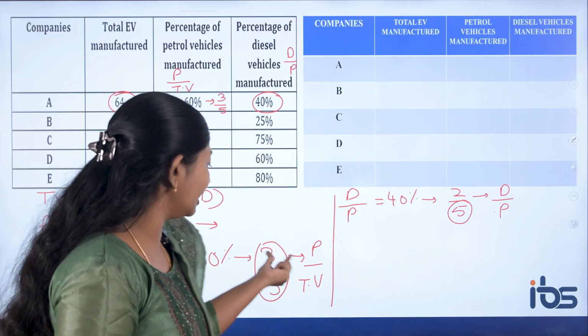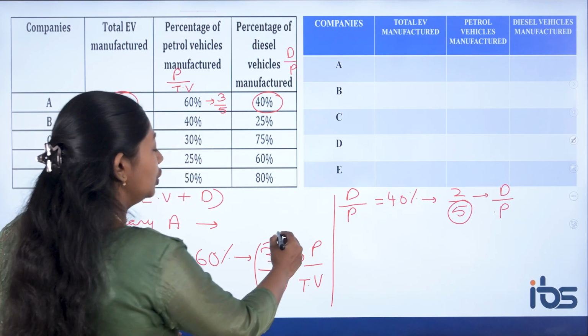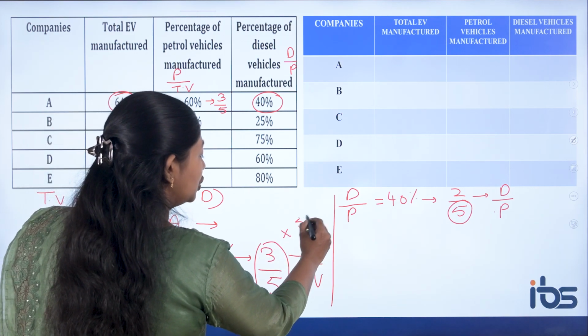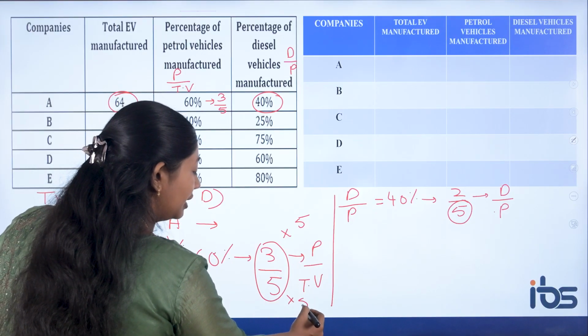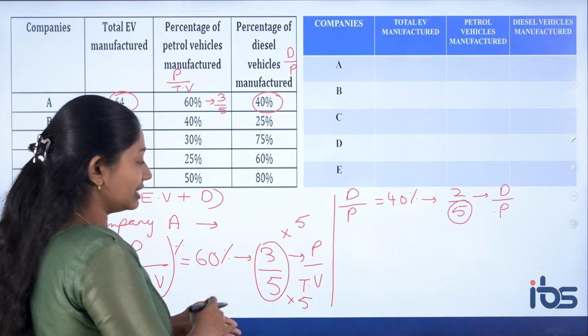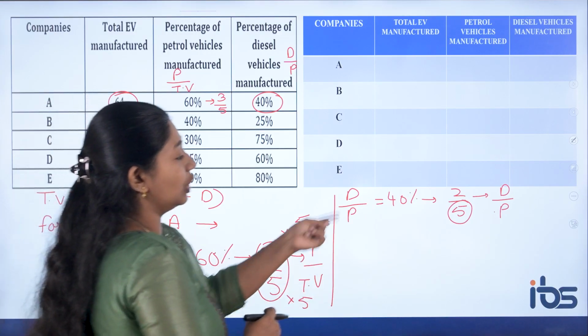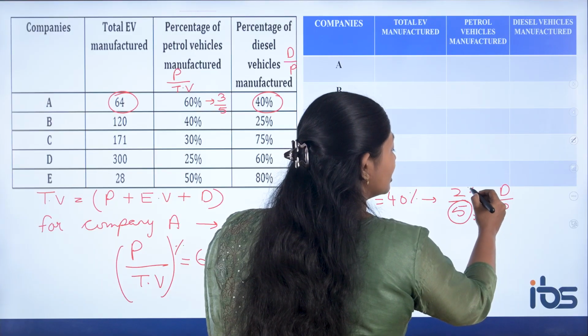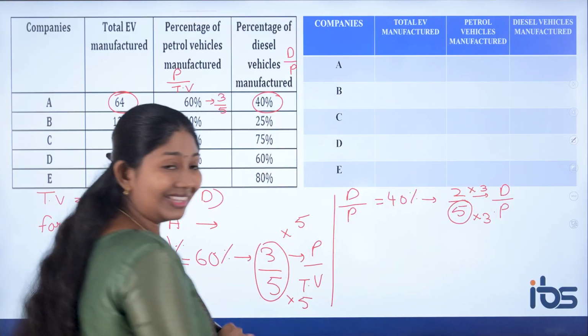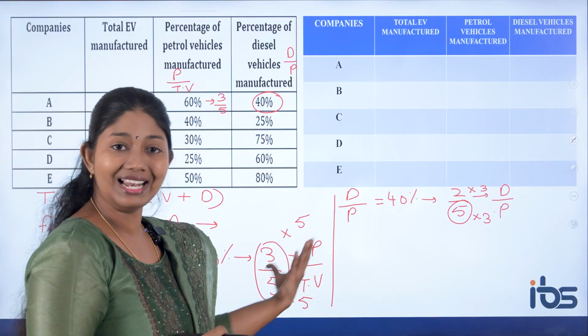So in order to make this into 5, what can you do? You have to multiply this by 5. If you are multiplying the numerator by 5, you have to multiply the denominator also by 5. In the same way, here it becomes 15. In order to make this 15, I will multiply the denominator by 3. In the same way, I have to multiply the numerator also. So this is the balancing of the ratio.